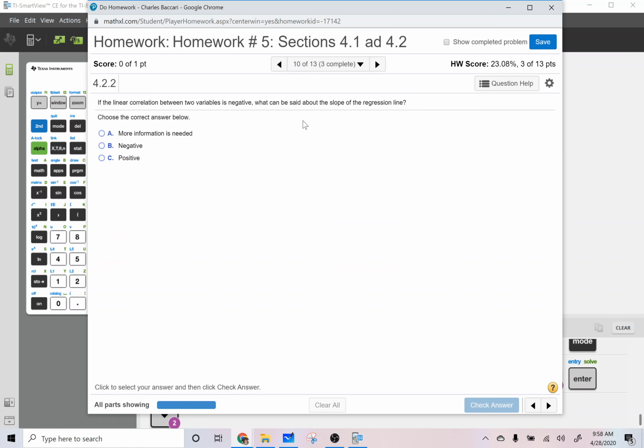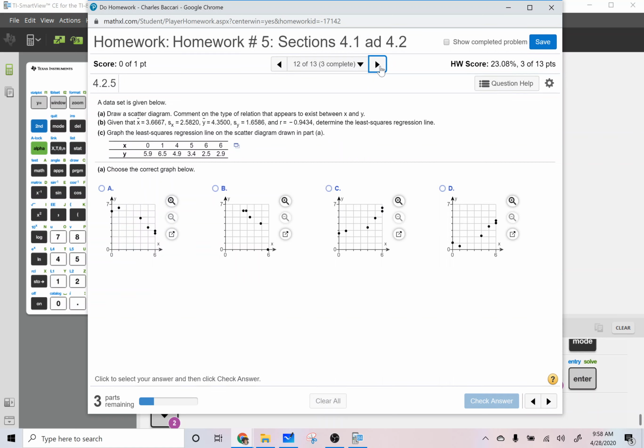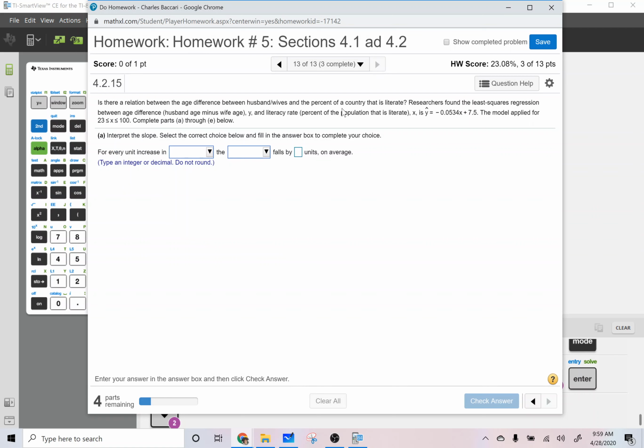If the linear correlation between two variables is negative, what can be said? So you guys can go through that. You can answer that. This could be true or false. You can figure that out. For me, on this one, I would put these in the calculator and then solve it that way. Then we'll give you some other questions after. It'd be similar to the one we just did.